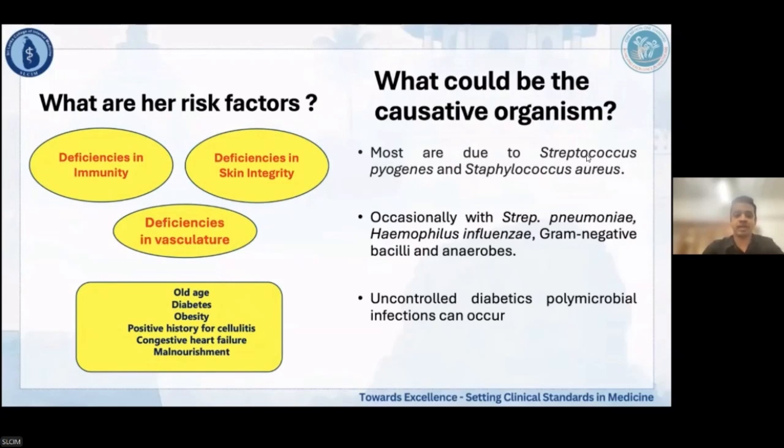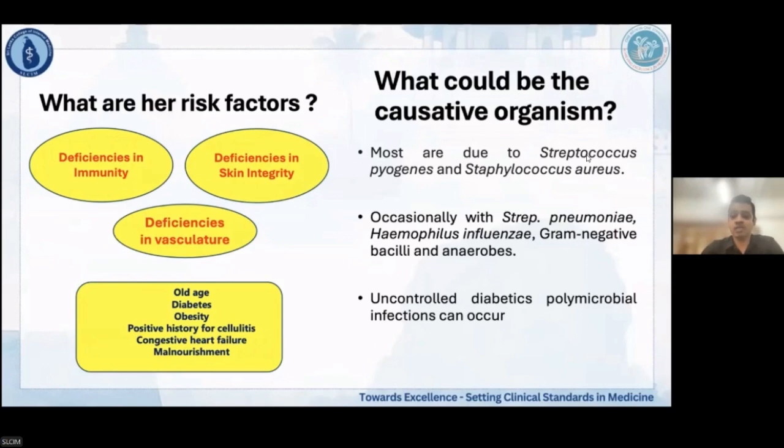So what are the risk factors this particular patient has? If you categorize the risk factors under three main domains, it can be due to deficiencies in immunity, deficiencies in skin integrity, or deficiencies in the vasculature. In this particular patient, her old age, the presence of diabetes, and obesity can be risk factors. One of the strongest risk factors for cellulitis is a positive history of previous cellulitis. And the patient can have congestive heart failure or malnourishment, which can be contributing.